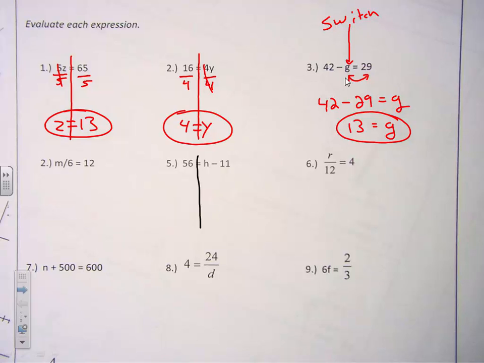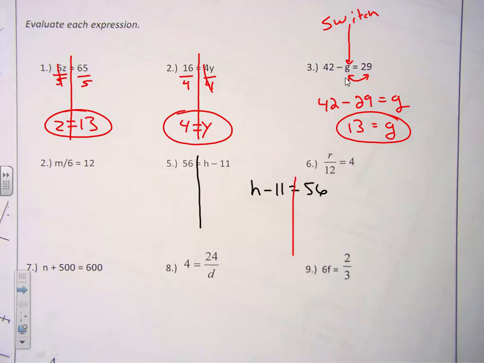Some kids don't like how that looks and they'd rather do h minus 11 is 56. That's okay. I'll show you both ways. We are not going to switch these two. The variable doesn't come second. So you don't need to switch these two.